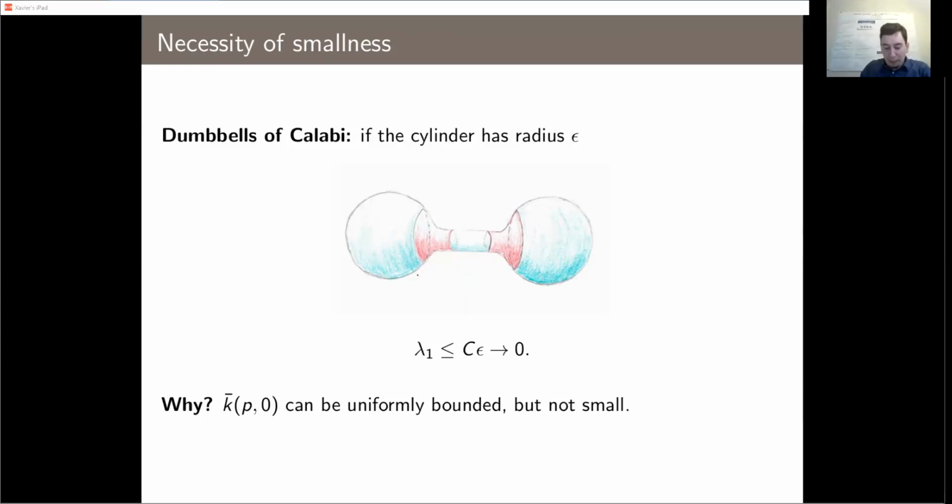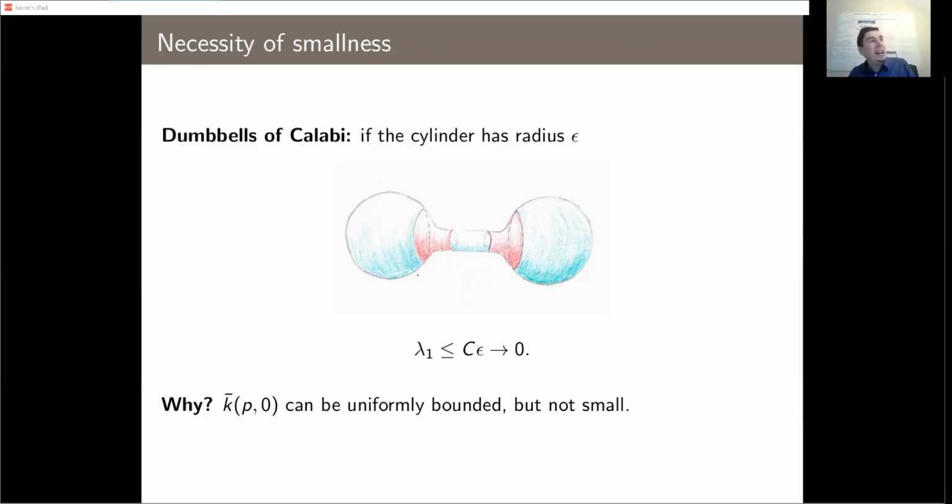From our perspective, what happens is that although you could do a construction where the integral curvature is uniformly bounded along the sequence, it cannot be made small. Okay. And so that's what's happening there.